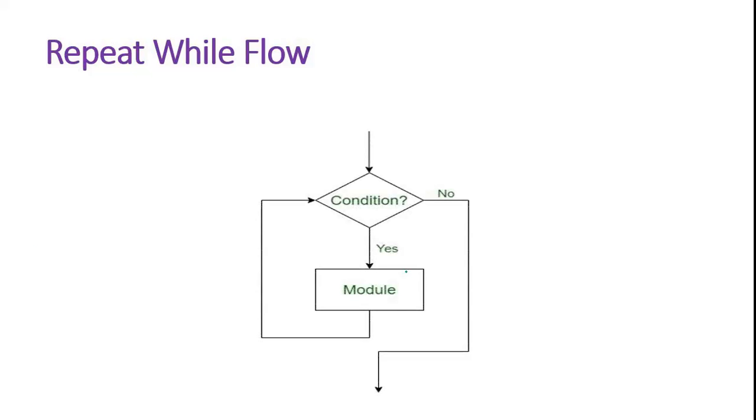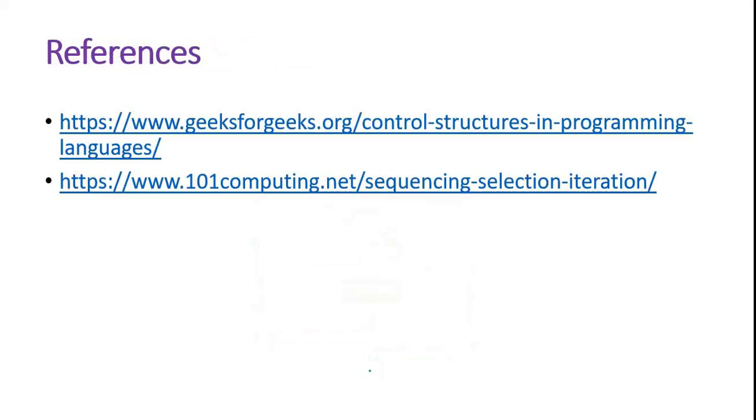You just see, if the condition is true, the module is executed. Again it will come here and check; if the condition is true, it will execute again. When the condition is false, it comes out of the while loop. These are the websites I have referred to for preparing this material.